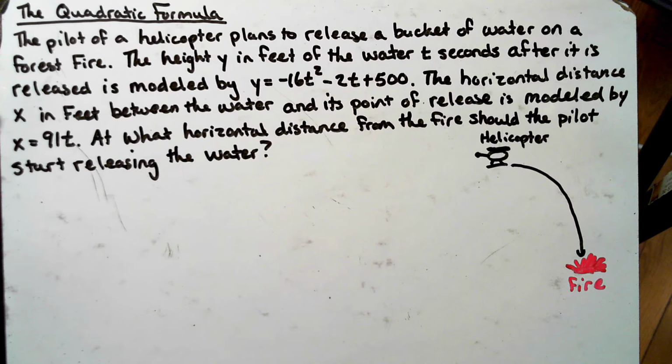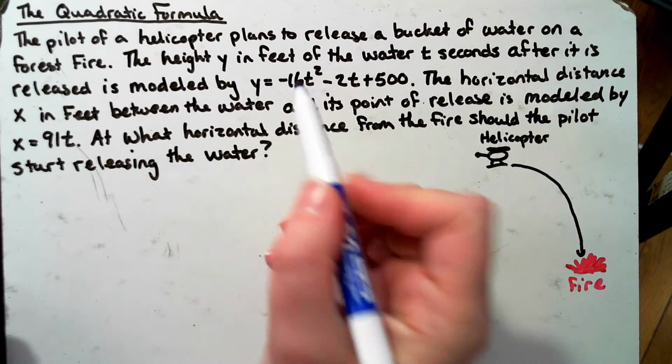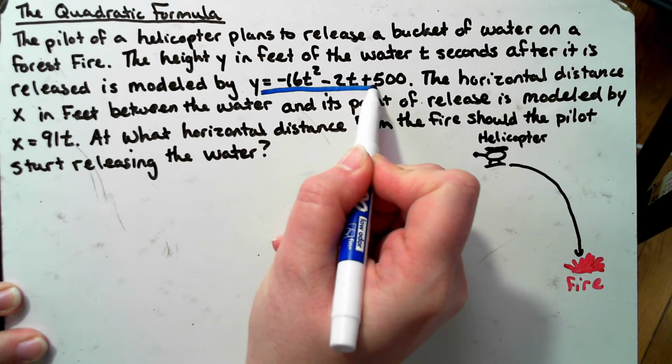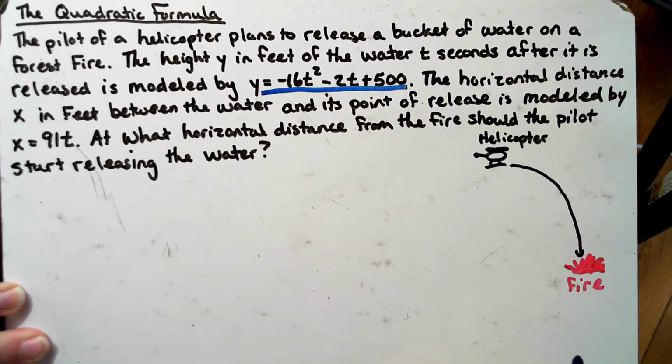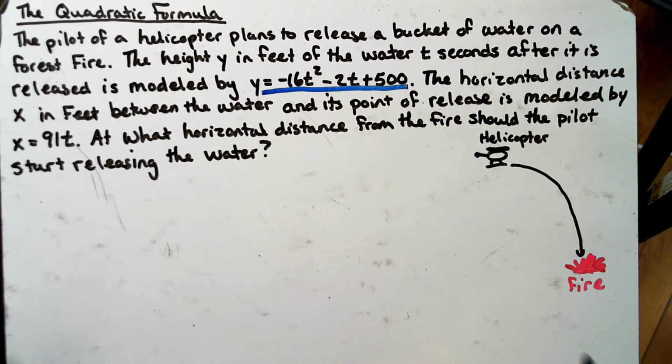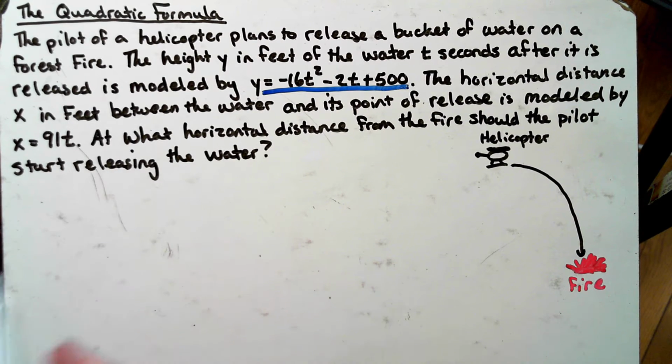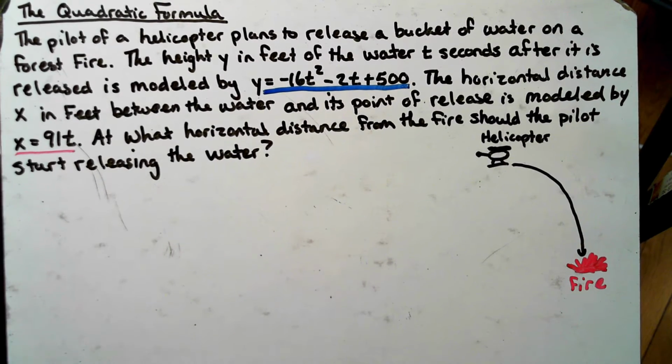It says the pilot of a helicopter plans to release a bucket of water on a forest fire. The height y in feet of the water t seconds after it is released is modeled by y equals negative 16t squared minus 2t plus 500. The horizontal distance, x in feet, between the water and its point of release is modeled by x equals 91t. At what horizontal distance from the fire should the pilot start releasing the water?